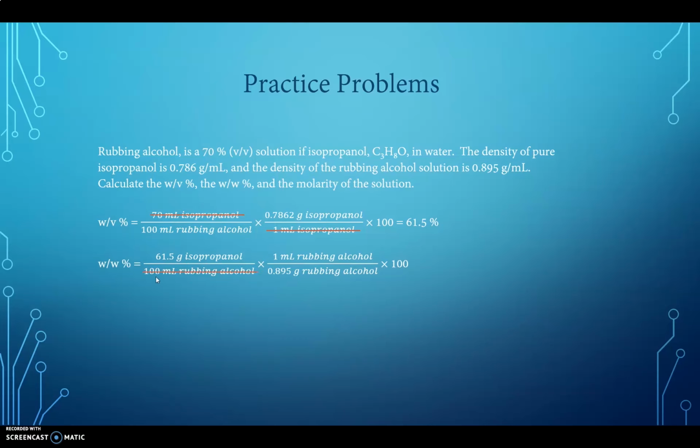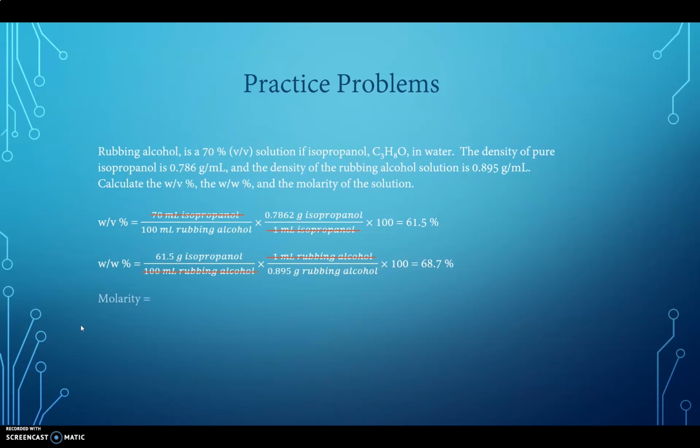So in this case, the milliliters in our first step cancel out with the milliliters in the second step, and this time we end up with a 68.7% solution based on weight.